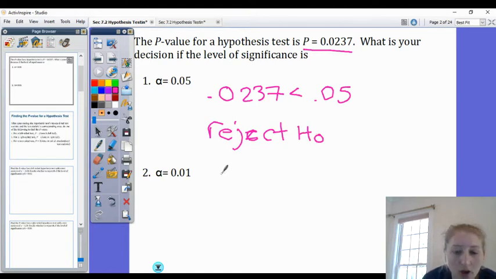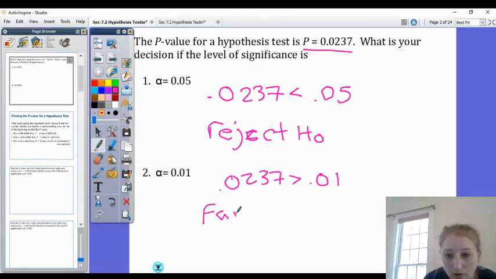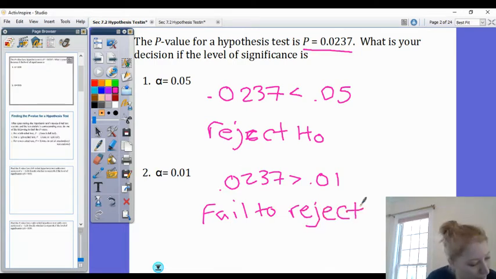All right, what about the 0.01 level? In this case, my p-value is greater than my significance level. So this is going to fail to reject.